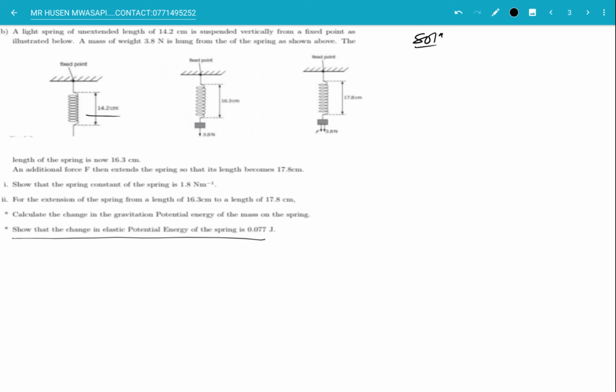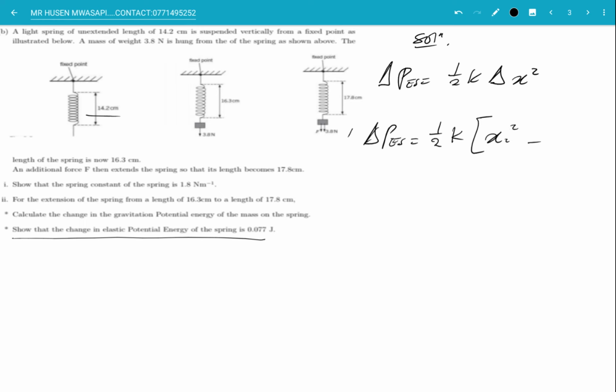Remember, the change in elastic potential energy, PES, is equal to half K change in extension squared. So the change in elastic potential energy is equal to half the K value, then the change in extension, so we have extension 2 squared minus extension 1 squared. This is extension 2 and this is extension 1, don't forget.